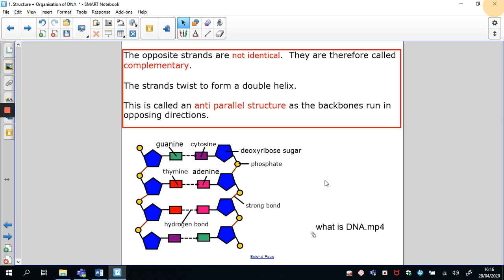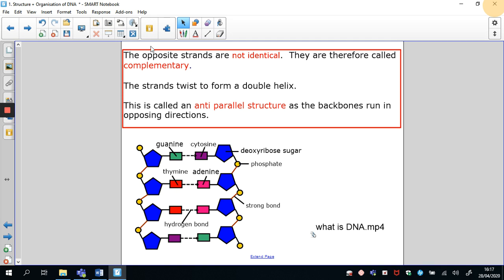Okay, so that video also spoke about something that you know about from Nat 5, which is the base pair rule. So if we've got a guanine, we'll have a cytosine that pairs up with that. And if we've got a thymine, we'll always have an adenine that pairs up with that.